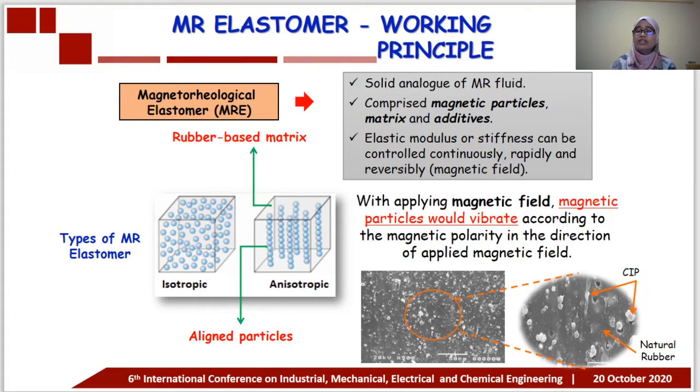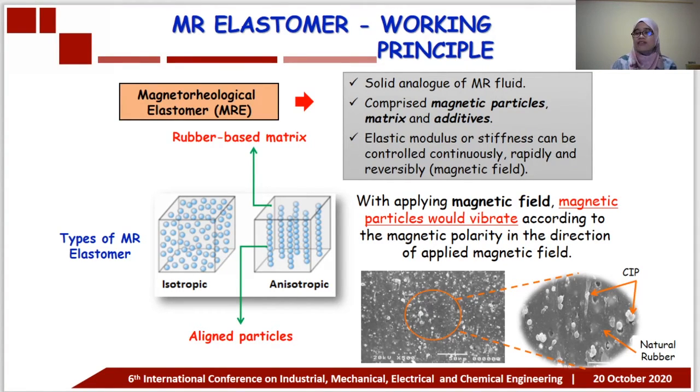For isotropic type MRE, the magnetic particles are distributed randomly within the rubber-based matrix. Meanwhile, anisotropic MRE is related to the aligned particles that have been locked in the rubber-based matrix, respective to the magnetic field applied during curing of MRE.